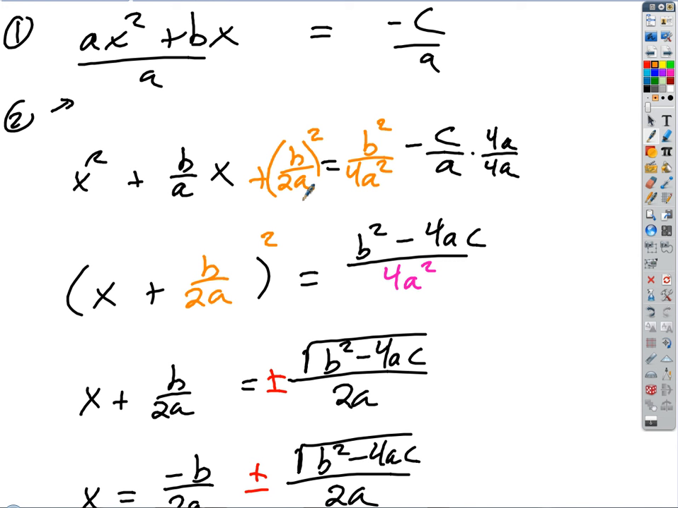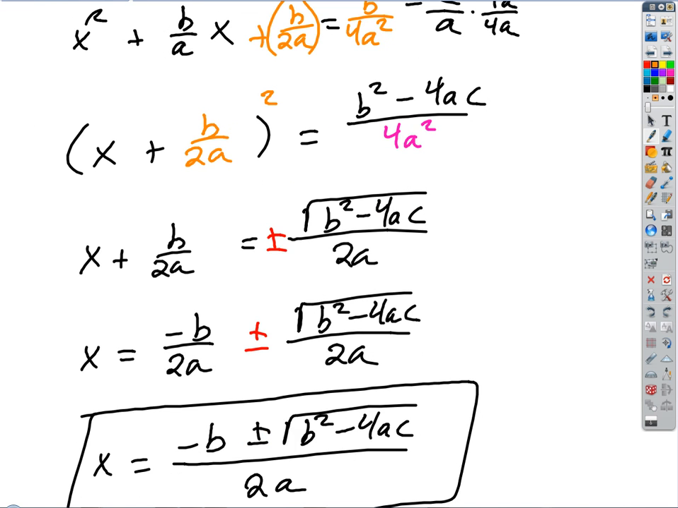So on the left side, I got a perfect square that only involves x's and a's and b's, right? On the right side, if I get a common denominator, multiplying top and bottom of the second fraction by 4a over 4a, I can combine like terms. And you could all do this, really. Now I've completed the square, all I have to do is square root both sides and subtract that term from both sides, and I've got a formula, right?